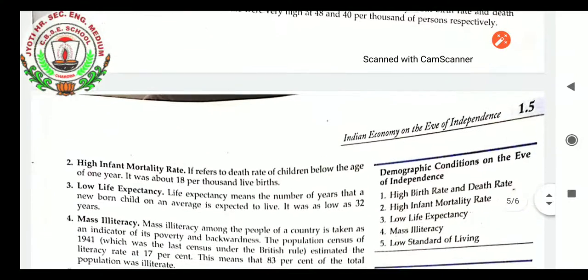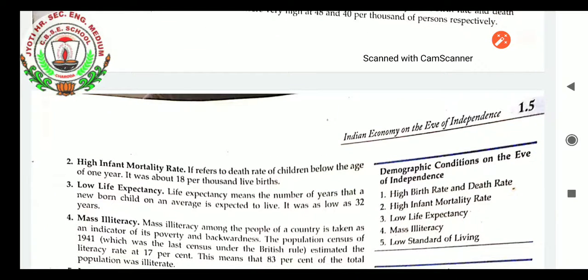Now you can see our condition during this pandemic situation, a very high death rate was there. Definitely this death rate is a problem for our nation, because we don't have any control over this. People's lives and people's needs are important for the development of the nation, so a control must be there, not only over the birth rate but also over the death rate. Next, high infant mortality rate.